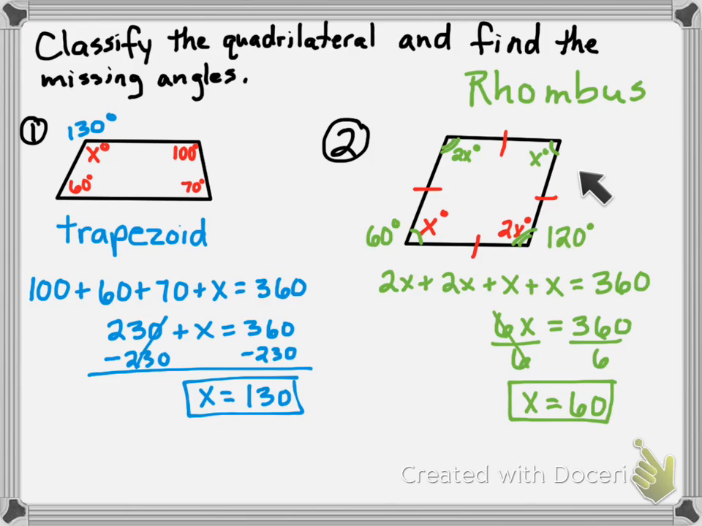But that also lets me know that this top right angle is also 60 degrees, and the top left is also 120. So at this point, you should be able to classify a quadrilateral and find a missing angle or missing angles from any quadrilateral.